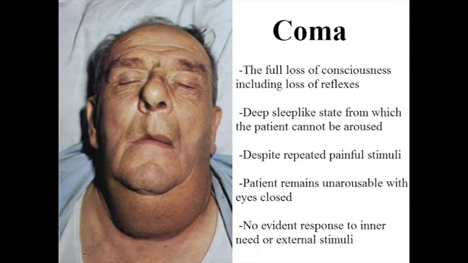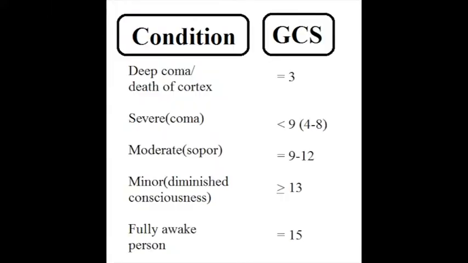Coma. The full loss of consciousness including loss of reflexes. Deep sleep-like state from which the patient cannot be aroused, despite repeated painful stimuli. Patient remains unrousable with eyes closed. No evident response to inner need or external stimuli. Glasgow Coma Scale. Scores for eye opening, motor, and verbal response.